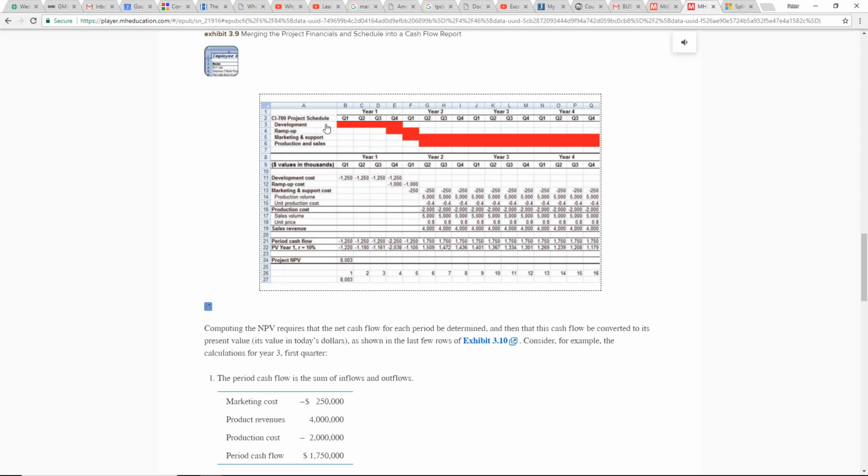The development takes place over 4 quarters, and we flood the cells here with red to indicate underneath the quarters that development is active. Before development finishes, we start up a ramp up for 2 quarters. Before the ramp up finishes, we start up our marketing and support. You have to get out to the market and let everybody know what a great thing is coming down the pipe for them. Finally, we have full on production and sales running from Q2 of year 2 all the way out to the end of year 4.